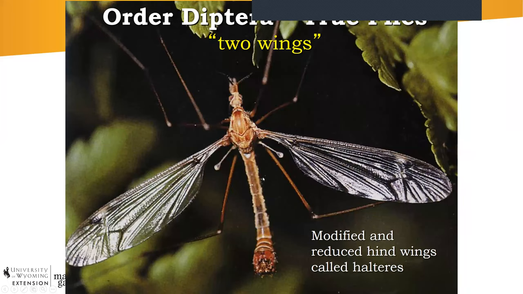This is a crane fly. When I was a kid, I thought they were giant mosquitoes, but actually the adults, in most cases, can't even take a drink of water. Their mouth parts are non-functional. They just mate and lay eggs, and that's their life cycle as an adult.